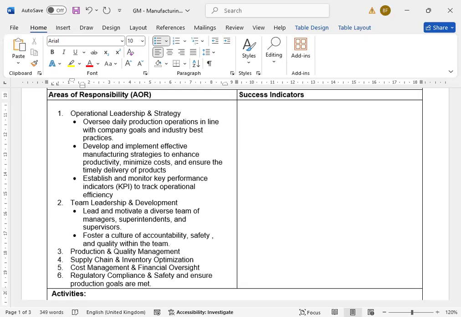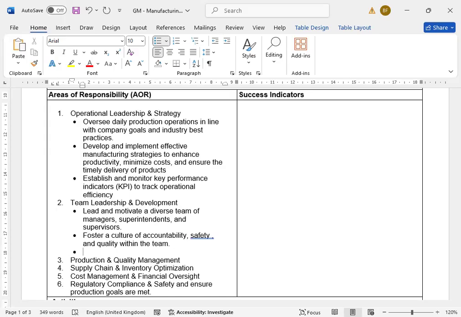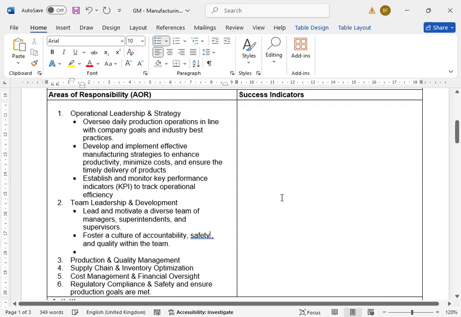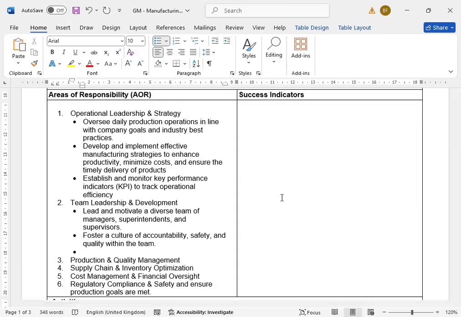If the general manager is following the rules, the way of work inside the plant, there will be a culture that he fostered, then there will be no problem, and everyone follows. So that's a good thing about fostering a safe culture, a quality culture. I think there's a space missing after the comma on the quality part.